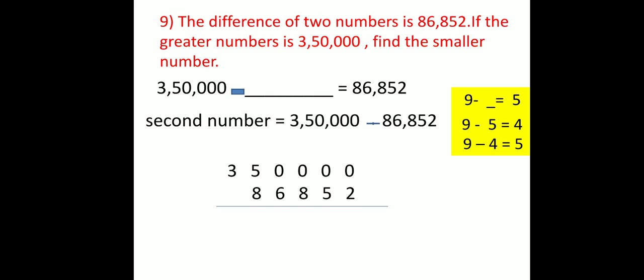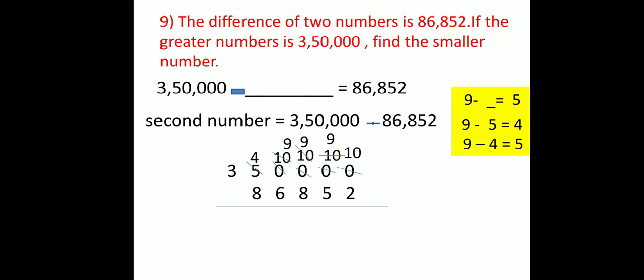Now here also ones, tens, hundreds, thousands are zeros. Then borrow from the 10,000 digit, that is 5. Then 5 becomes 4. And then 0 becomes 10. Again borrow from 10, then 10 becomes 9, and this 0 becomes 10. Again borrow, 10 becomes 9, and then 0 becomes 10. Again borrow, 10 becomes 9, and the last 0 becomes 10.